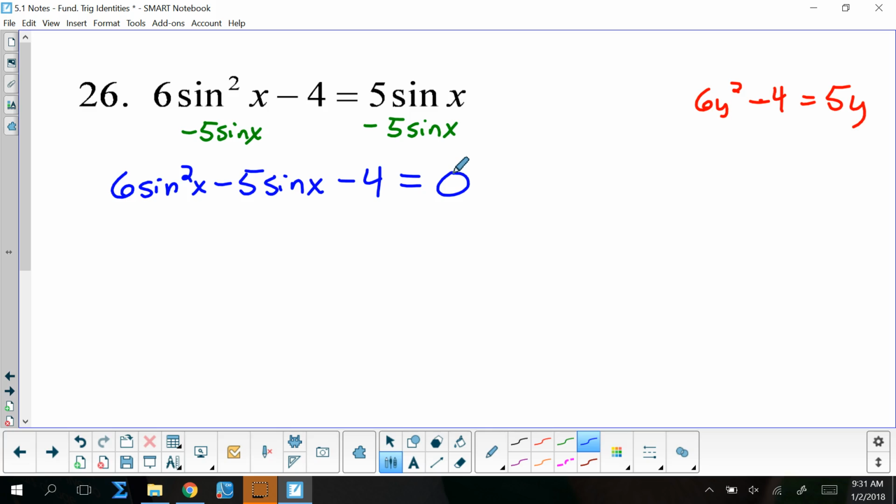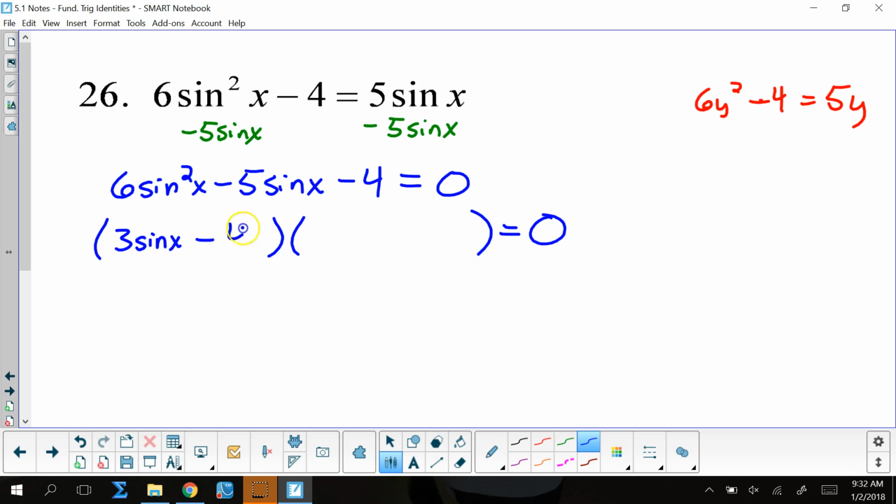Okay? And then you said factor. Okay? Man, mean old math teachers making you factor day 1 coming back, example number 1. What does this bad boy factor to be? Do we agree with 3 sine x minus 4 and 2 sine x plus 1? Okay? Now, what if we were unsure about 3 sine x minus 4 and 2 sine x plus 1? What could we do to fix or to check it?